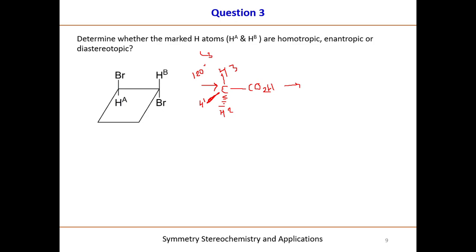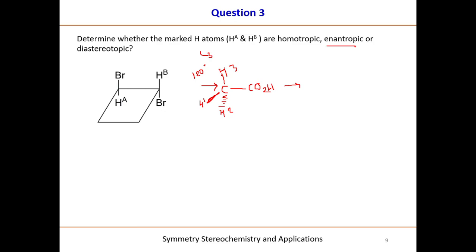Okay, it will be more clear to you if we solve the example. So let's move to the example here. This is the first example. First I will clear the other definitions also. Sorry, this is a homotopic molecule. Now let's talk about enantiotopic and diastereotopic. Then we will solve the examples.